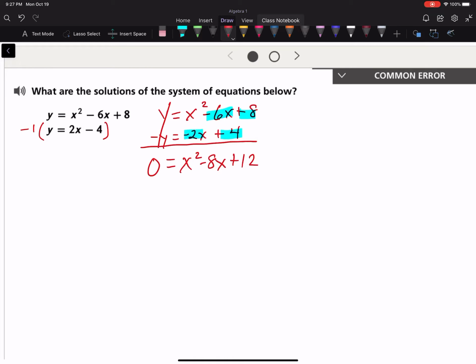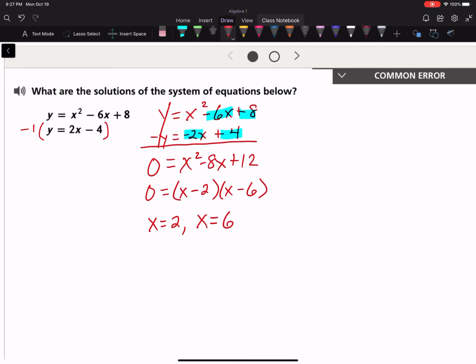So you can do it a bunch of ways. You can do it by graphing. You can do it by the quadratic formula. You can do it by completing the square. You can do it by factoring, whatever way you want to do it. I'm going to do it by factoring. It's the quickest way in this case, because two numbers that multiply to be 12 and add up to -8 are -2 and -6. So my answers will be x equals 2 and x equals 6.